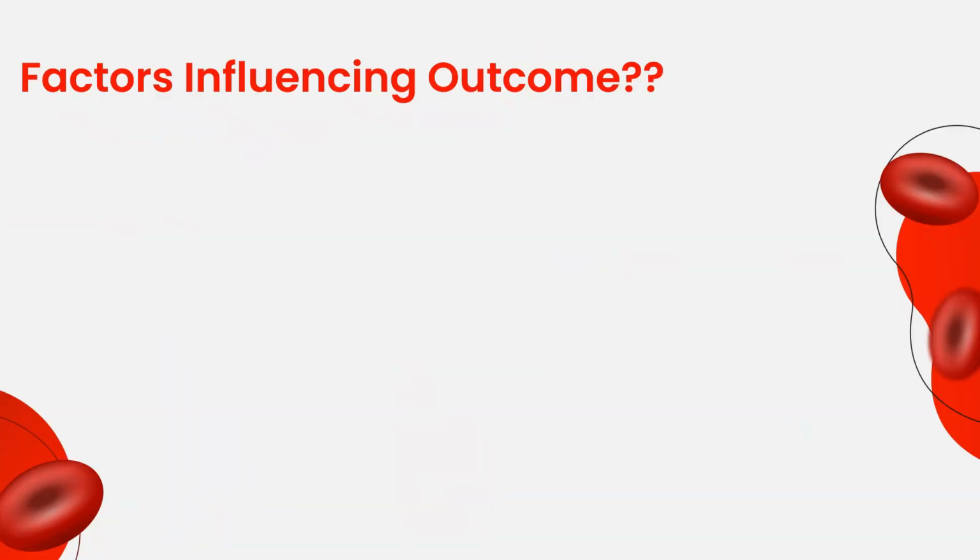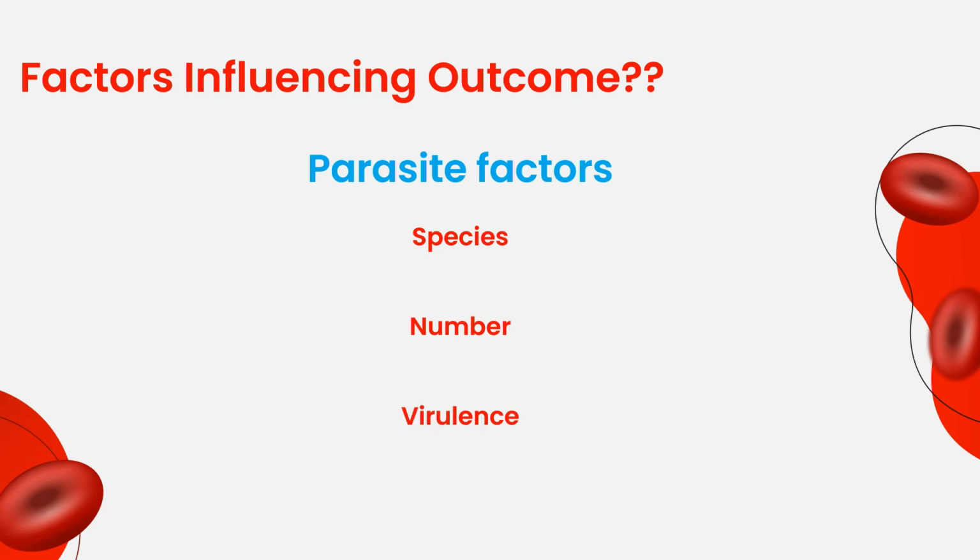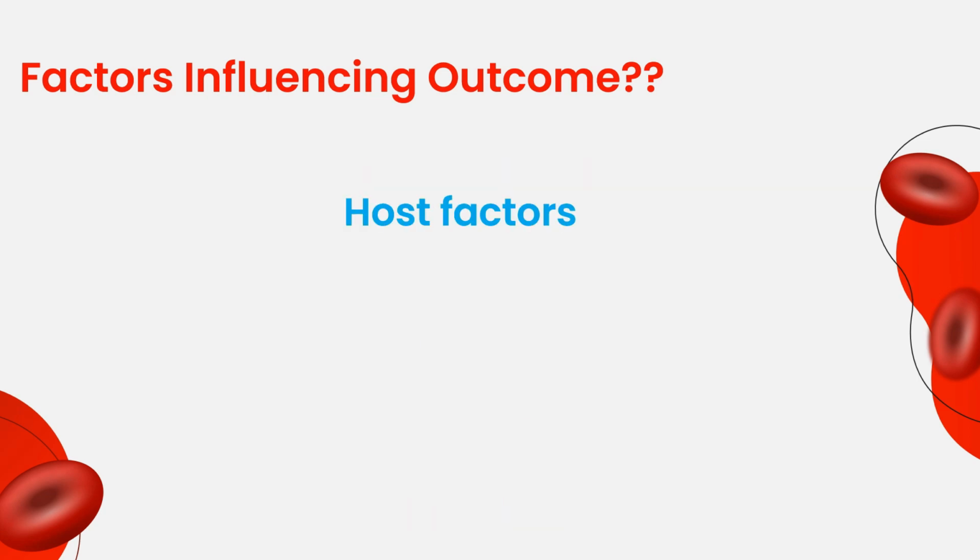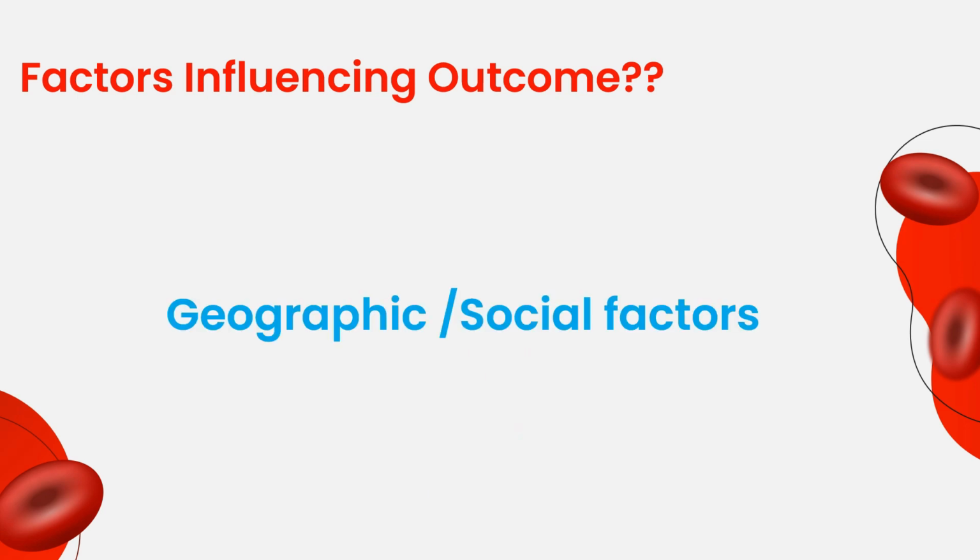Now, you might be wondering, what determines which outcome a person will experience? Well, there are several factors at play. Let's start with the parasite factors. The species of the malaria parasite, the number of parasites injected, their virulence, and drug resistance can all influence the clinical outcome. On the other side, we have the host factors. Age, pregnancy status, immune status, and genetic polymorphisms all play a role in determining the severity of the disease. Lastly, we have geographic and social factors. Endemicity, poverty, and access to treatment in a given area can also contribute to the clinical outcome.